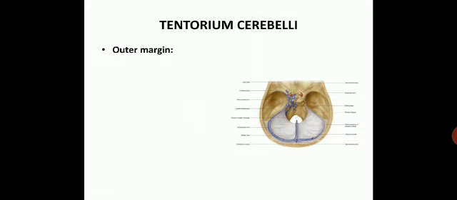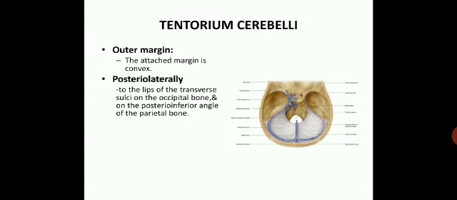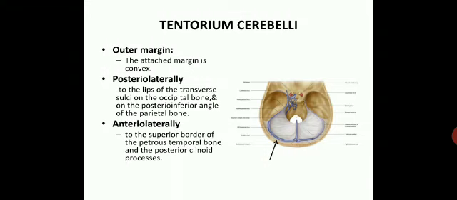The outer margin, or the attached margin, is convex. Posterolaterally, it is attached to the lips of the transverse sulci on the occipital bone and the posterior-inferior angle of the parietal bone. Anterolaterally, it is attached to the superior border of the petrous temporal bone and the posterior clinoid processes.